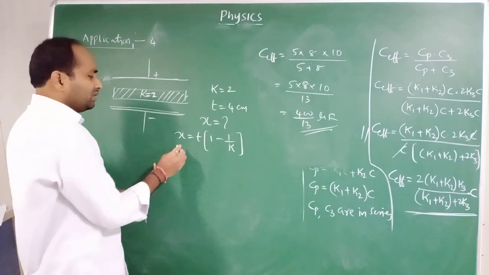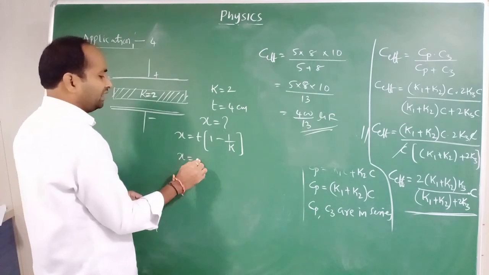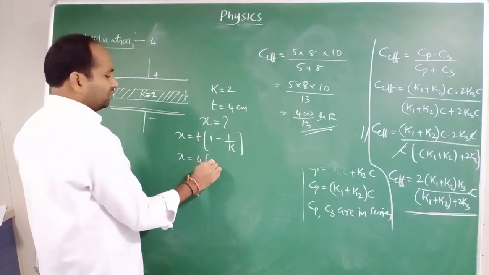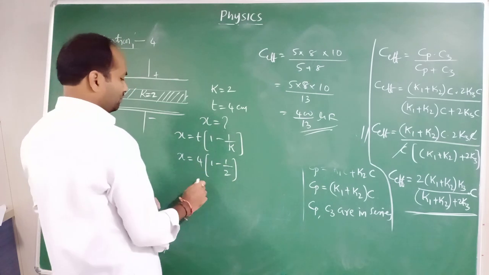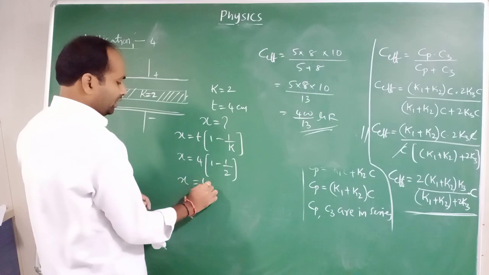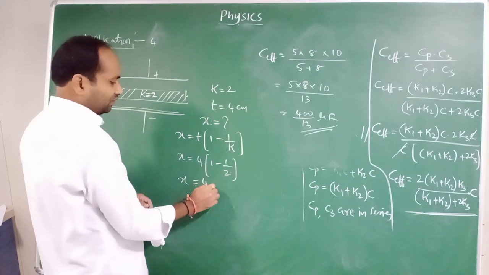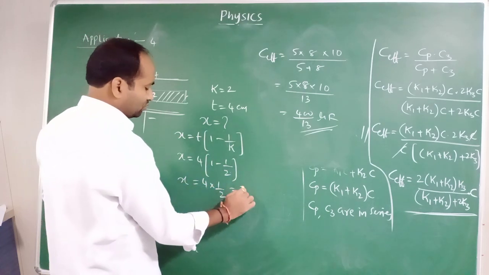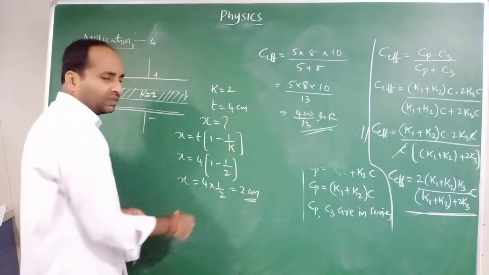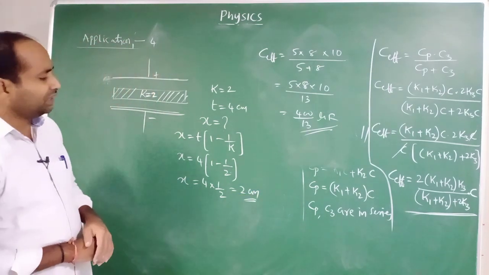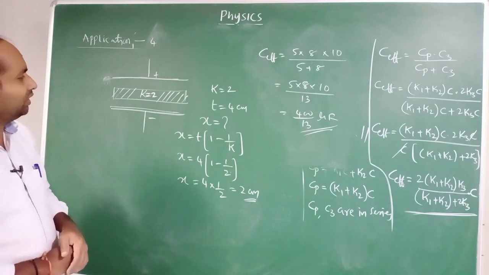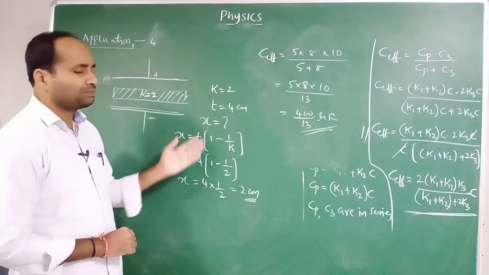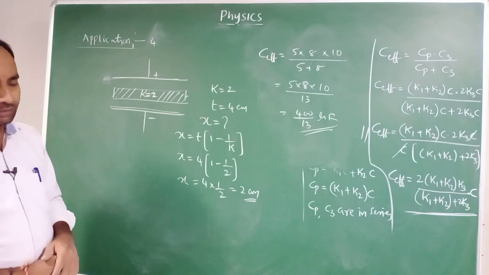Okay, X is what we should find. t is given, and for 1 − 1/K, K is 2, so 1 − 1/2 means 1/2. X is equal to 4 into 1/2, that is 2 centimeters. The separation between the plates must be increased by 2 centimeters. Okay, so these problems will be asked on parallel plate capacitors.